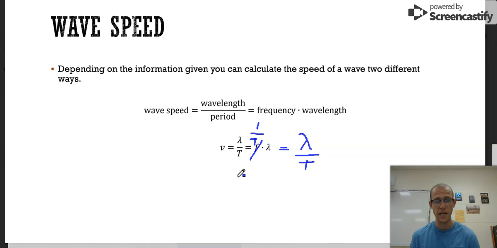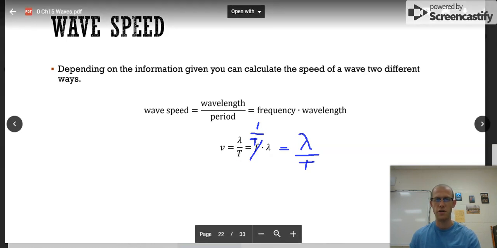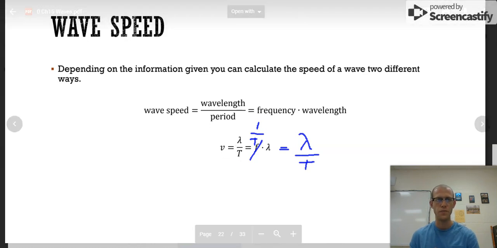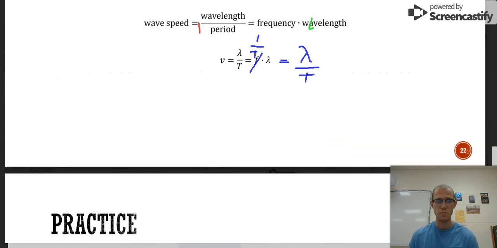If you want to use multiplication, you can use the frequency version, frequency times wavelength. If you want to do division, you can do wavelength divided by the period. If you only have the period, I would say do the one with the period. If you have frequency only, do the one with frequency. But they're very versatile. So use those when calculating wavelength, wave speed. So let's try some examples.